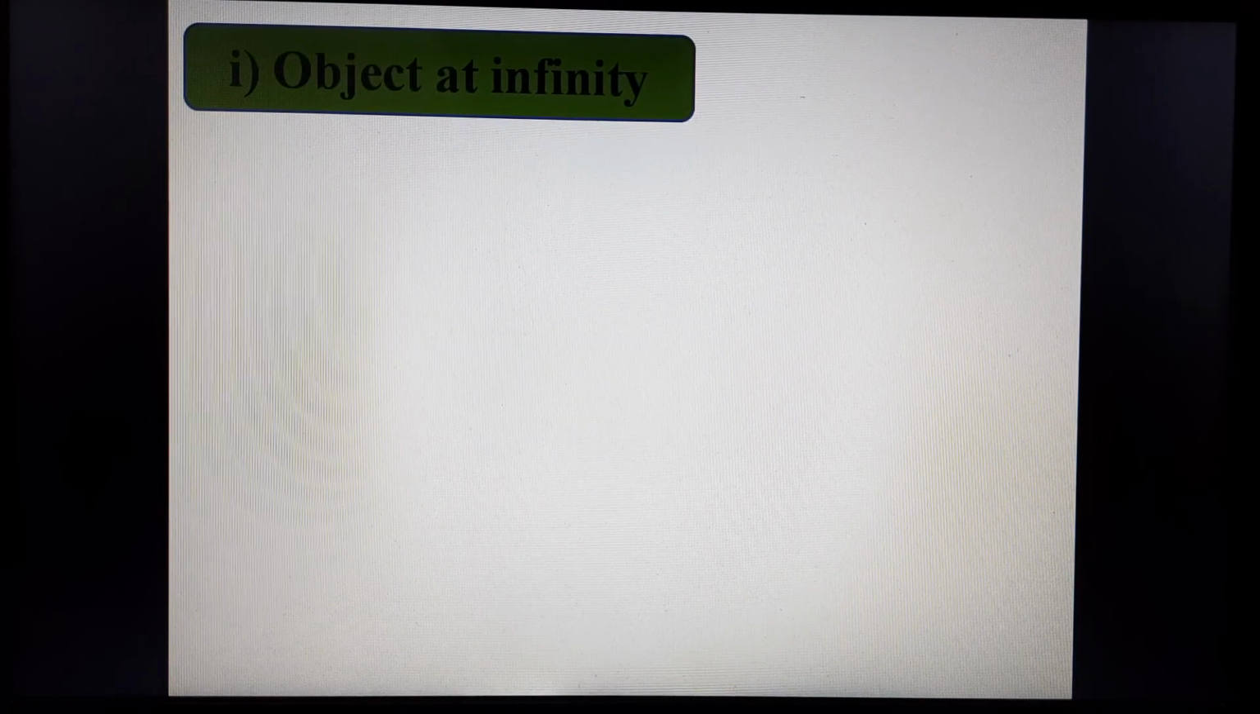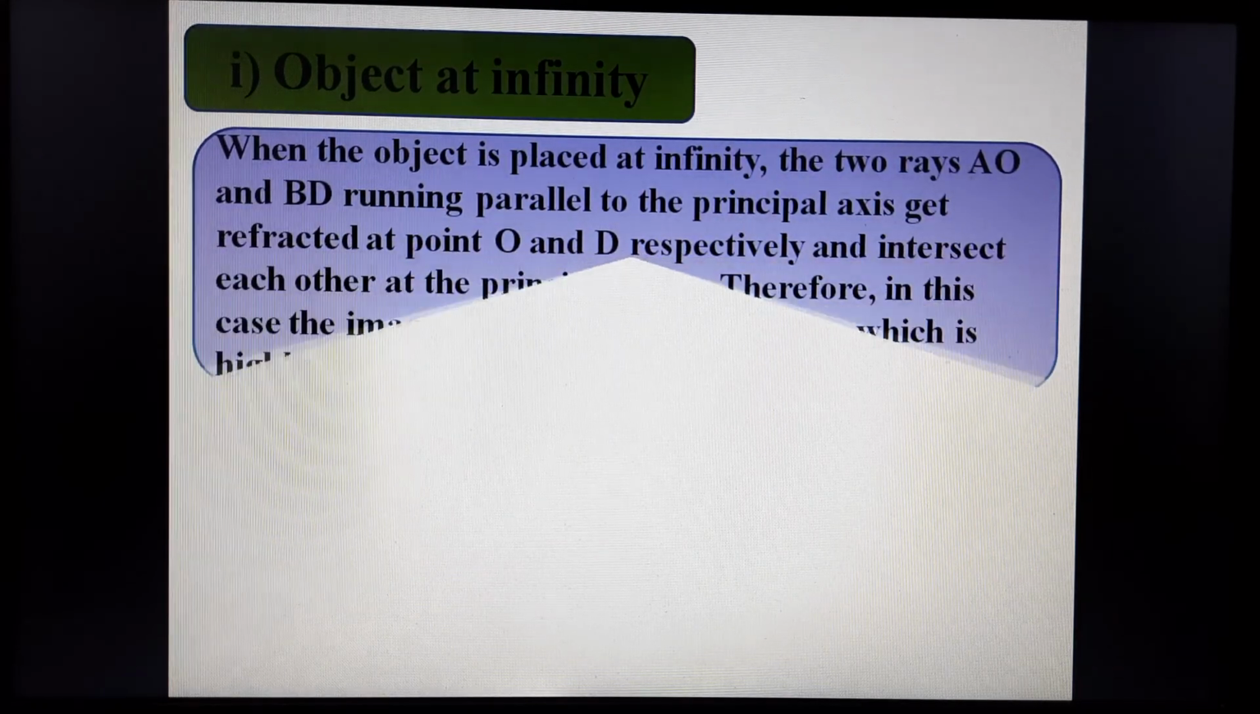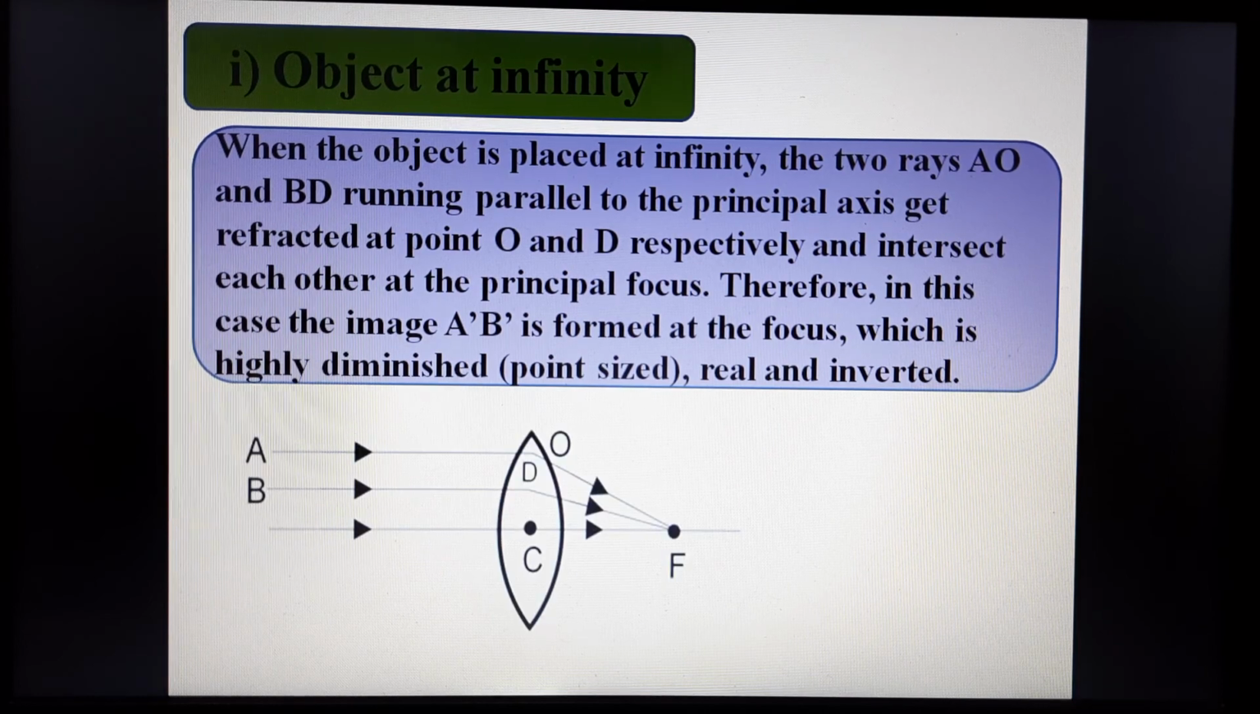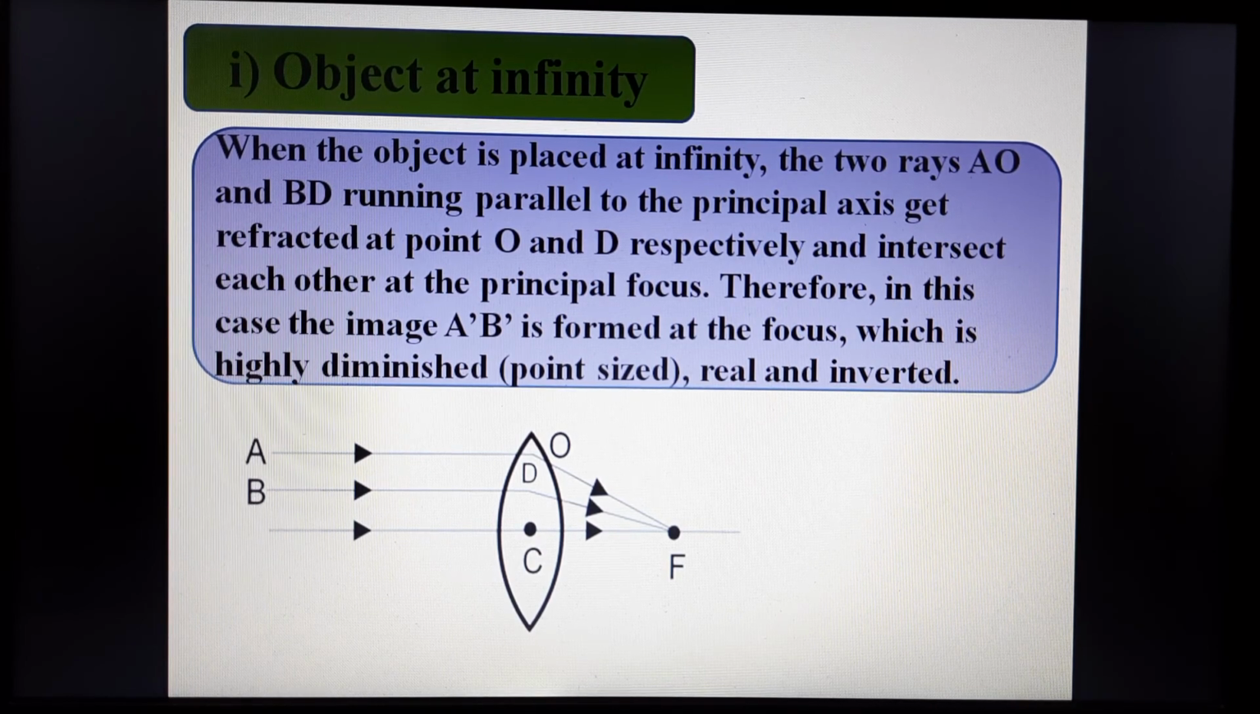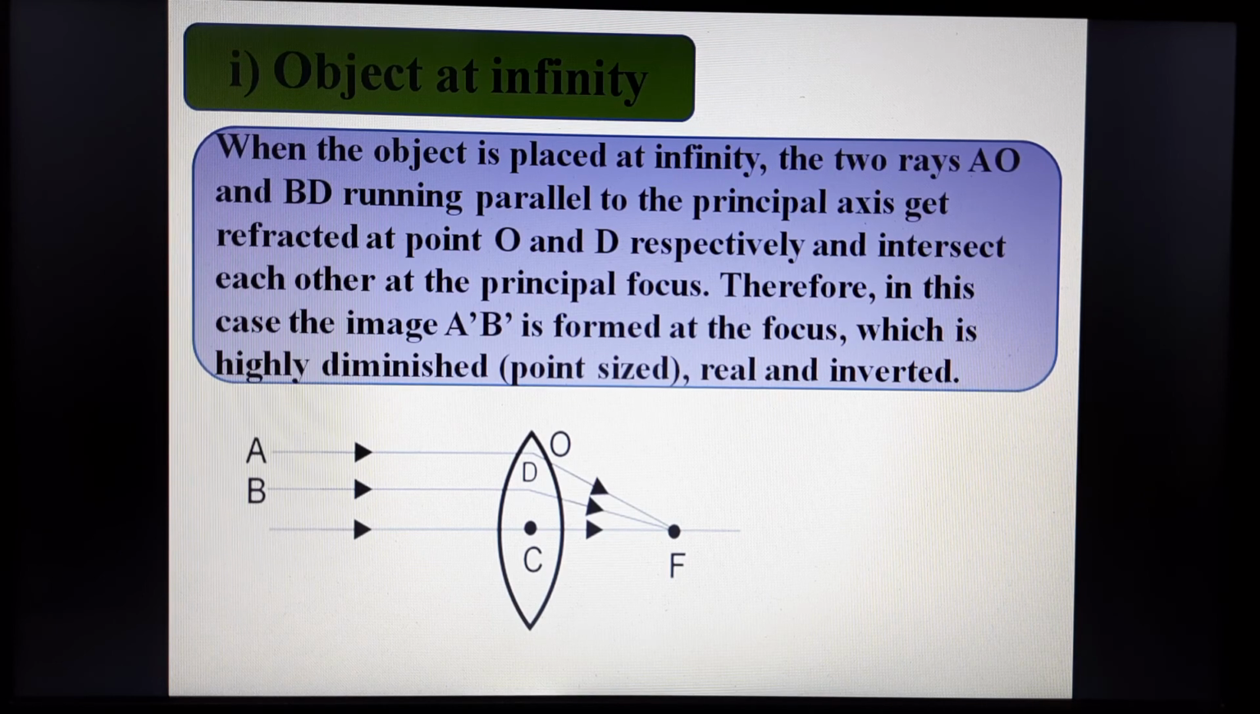Our number 1 topic: when the object is situated at infinity. Here you see a figure for this position. Here the AO and BD light rays are coming from infinity. When the object is placed at infinity, the 2 rays AO and BD, running parallel to the principal axis, get refracted at points O and D respectively and intersect each other at the principal focus.